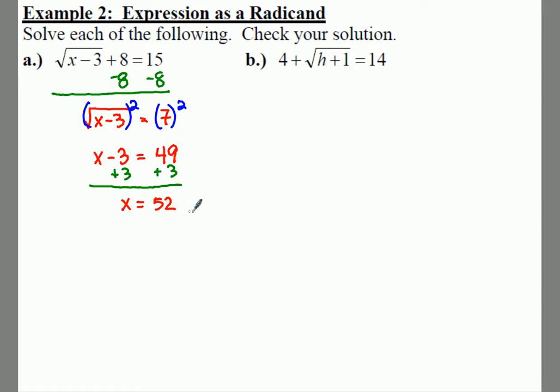Now we can't just go ahead and put a box around it. We need to make sure that we check your solution. So we're going to go ahead and check by plugging in x equals 52 back into our original equation.